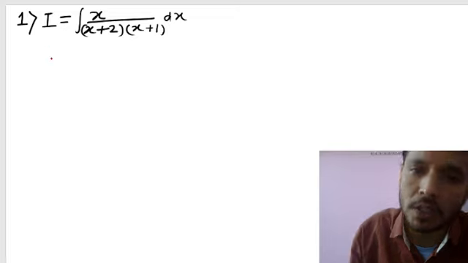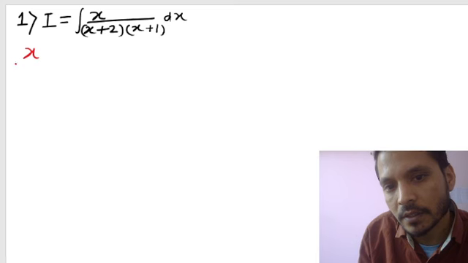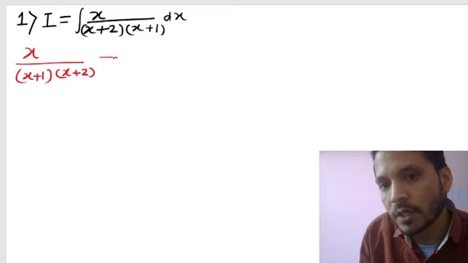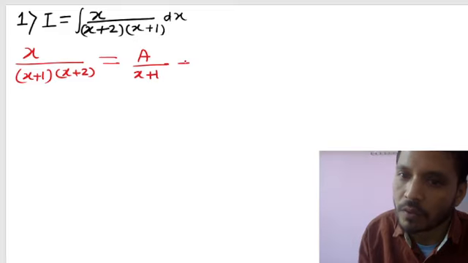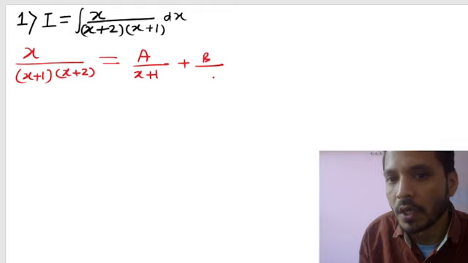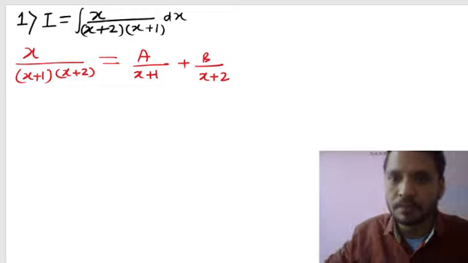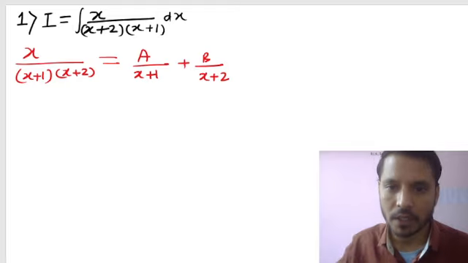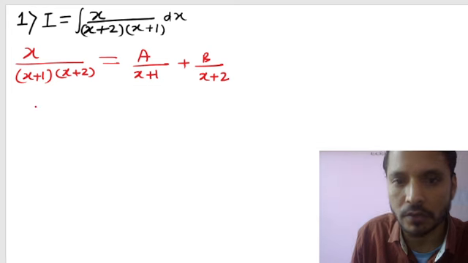So according to that concept, what we will do here, we will write this thing again, x divided by (x plus 1) into (x plus 2), and this will be equal to a upon x plus 1 and now b upon x plus 2. Whenever we have linear upon quadratic, then we are writing in this form. In the factor form, quadratic equations, their factors are given. Now we just need to simplify it. So how can we do that?